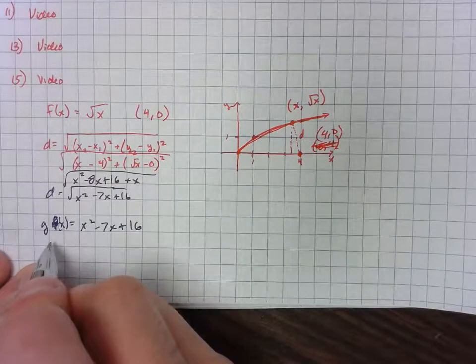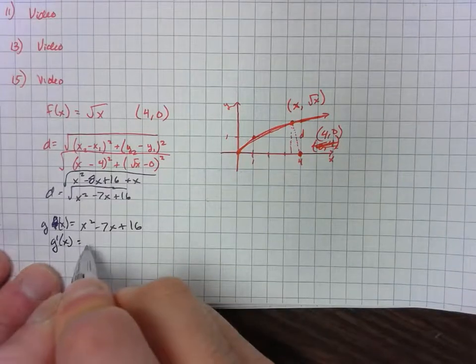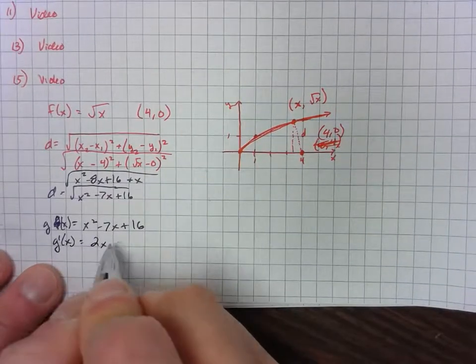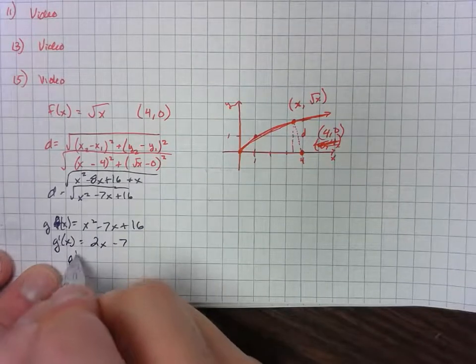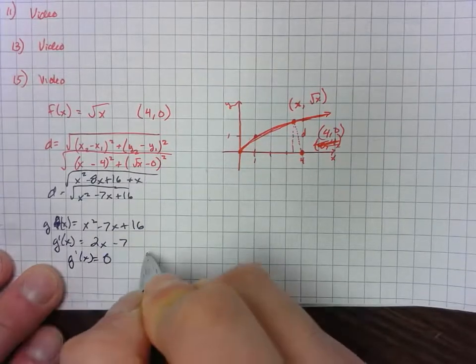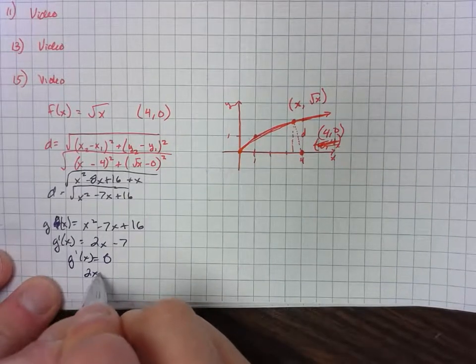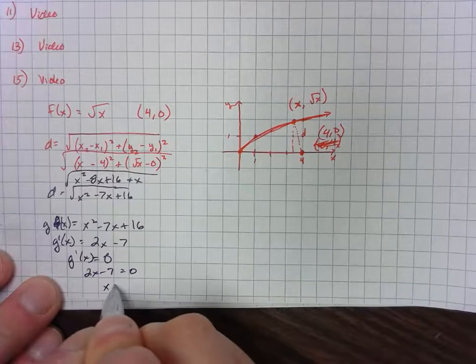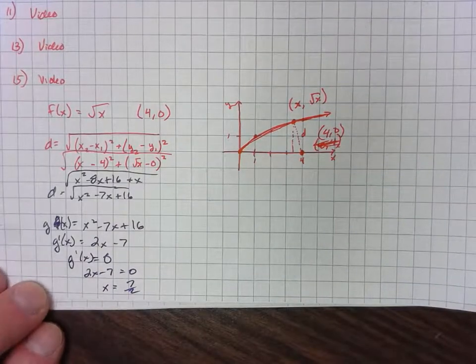And we get that by finding the derivative and then setting the derivative equal to 0. So the derivative is 2x minus 7. And then we're going to set that derivative equal to 0. So g prime of x equals 0. So we get that 2x minus 7 equals 0. So x is equal to 7 halves. So that's the critical number.